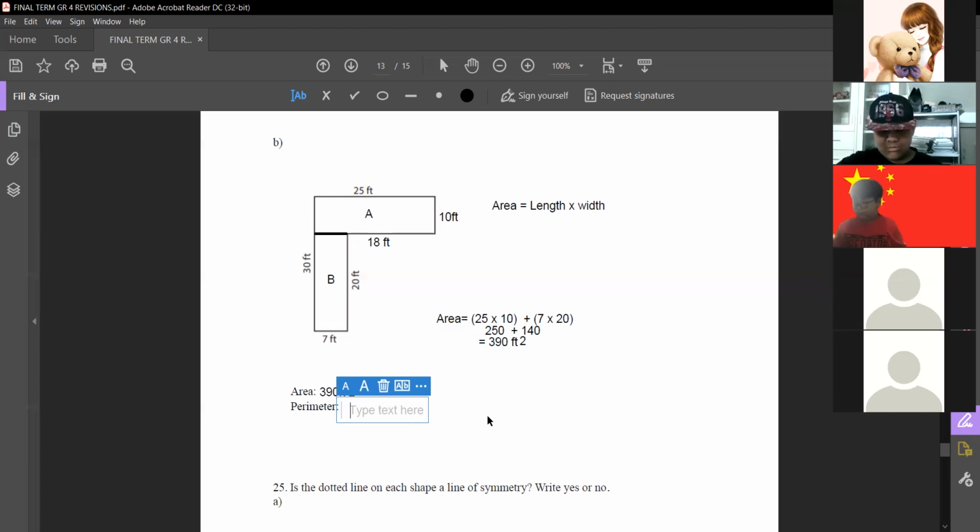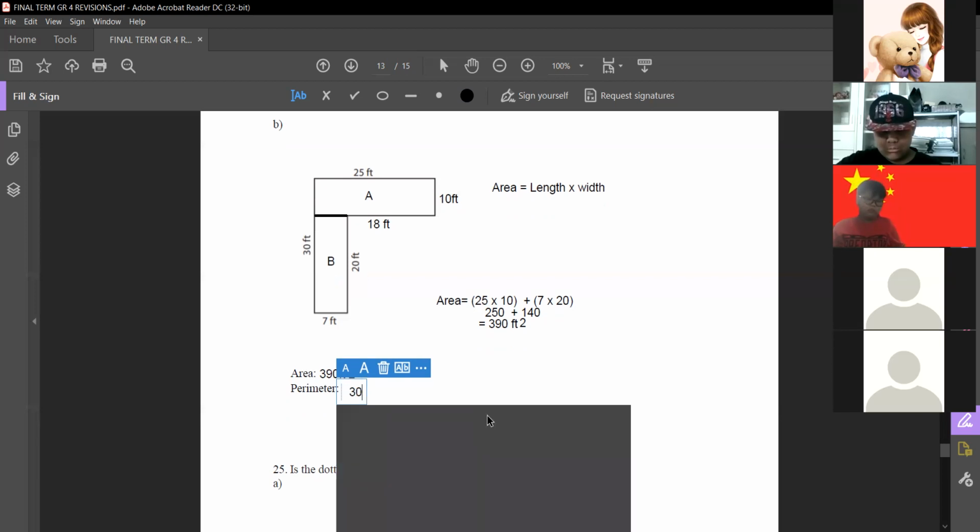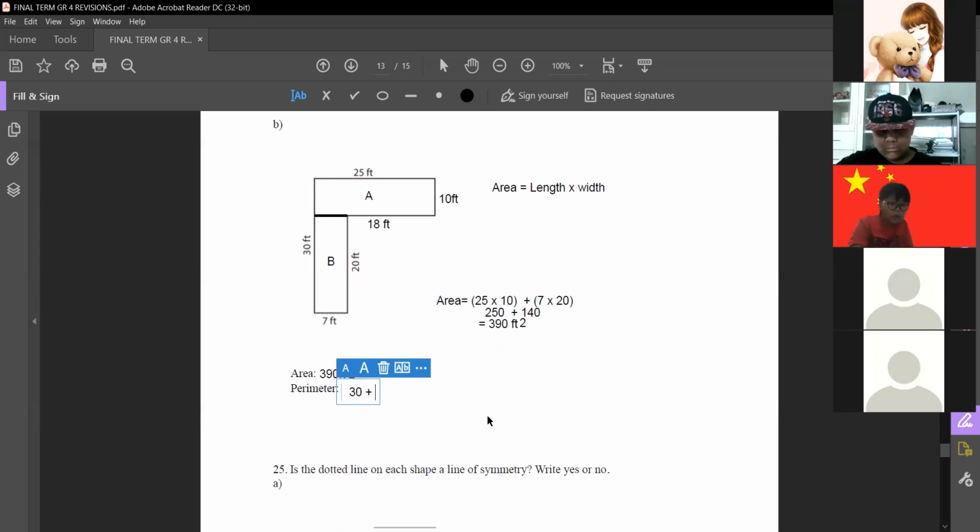I want to see who can give me the correct answer. 30 plus 25 plus 10 plus 18 plus 20 plus 7. 100 something. I know it's 100 something. 101 is also 100 something. 199 is also 100 something. So what is the exact correct answer?